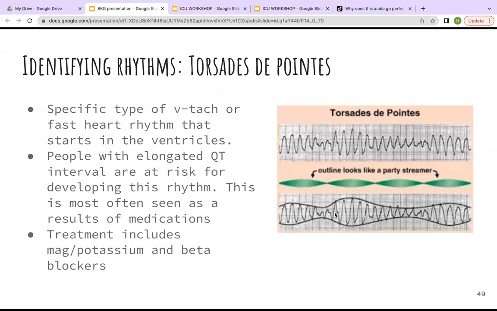Next, Torsades de Pointes. This is a specific type of VTAC, or fast heart rhythm, that starts in the ventricles. It's most easily identified by this ribbon-shaped or streamer-shaped pattern. See how it gets wider and smaller. Treatments include magnesium, potassium, and beta blockers. And this is because typically this is caused by an electrolyte abnormality, specifically magnesium. So we're going to replace that magnesium in order to get them out of this rhythm.